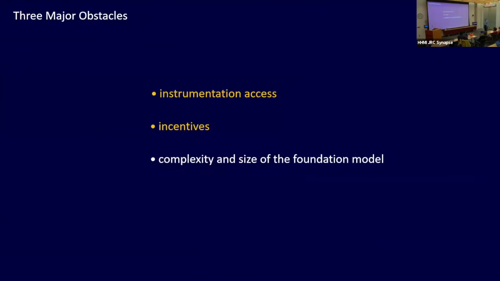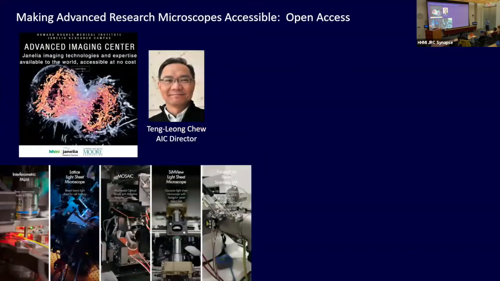So what are the obstacles to this? Well, first is you need the microscopes in order to do this. And people have to be incentivized to follow this particular path. So we've tried 3 different approaches to getting access for people for microscopes.